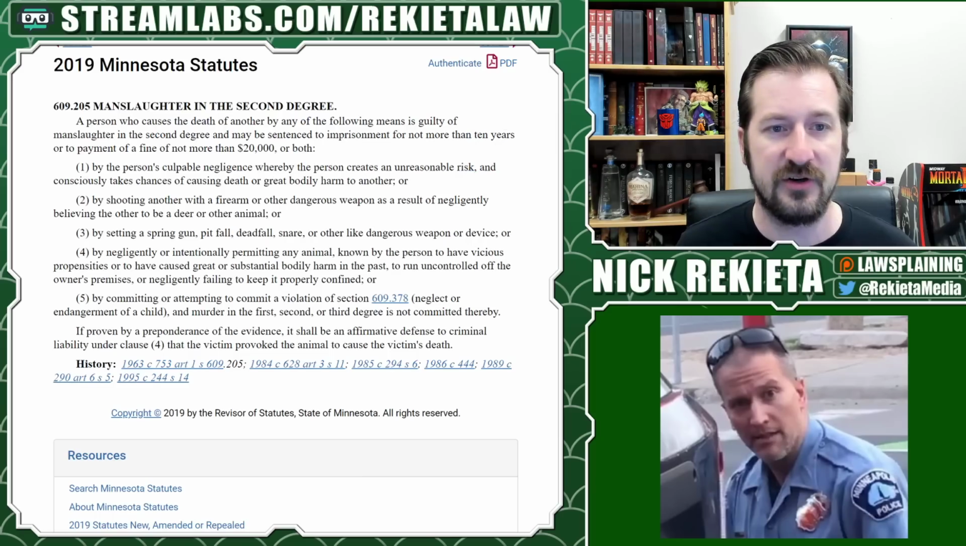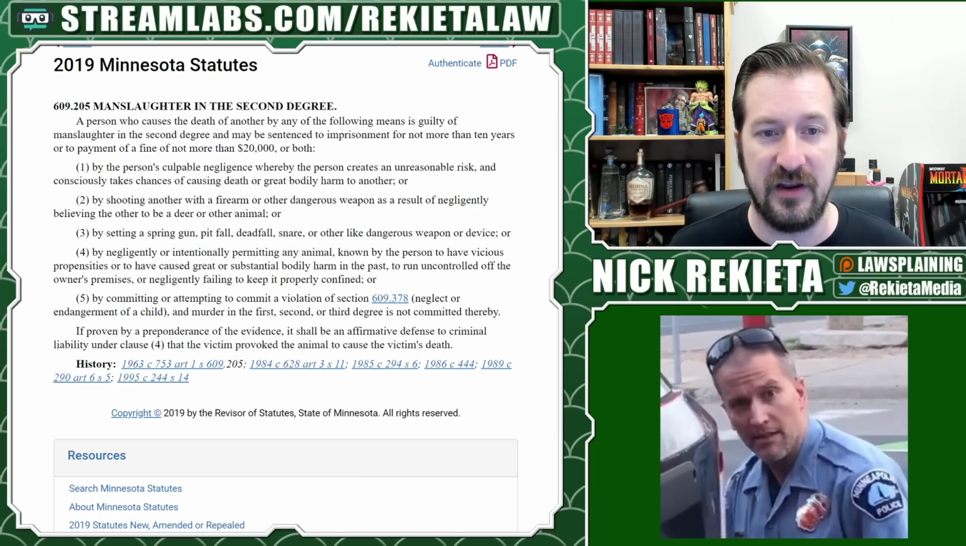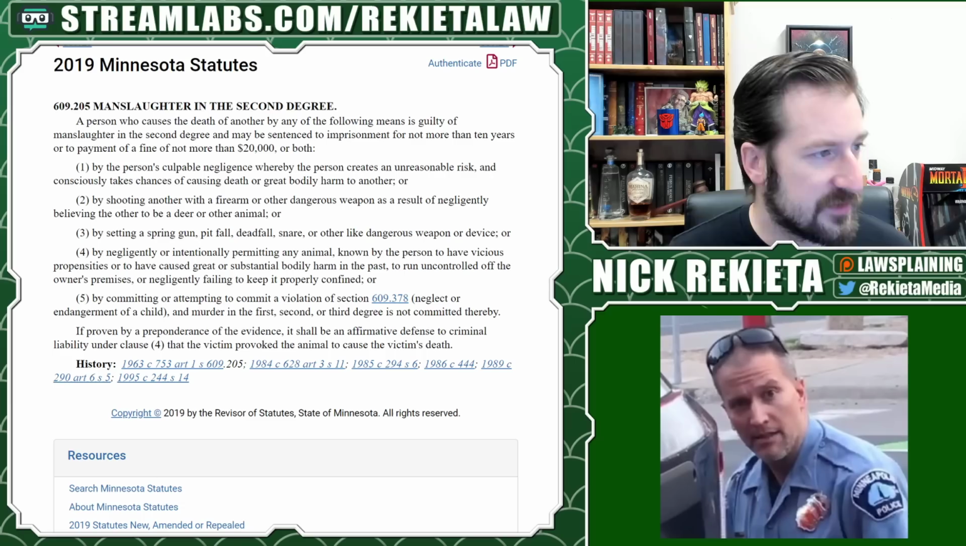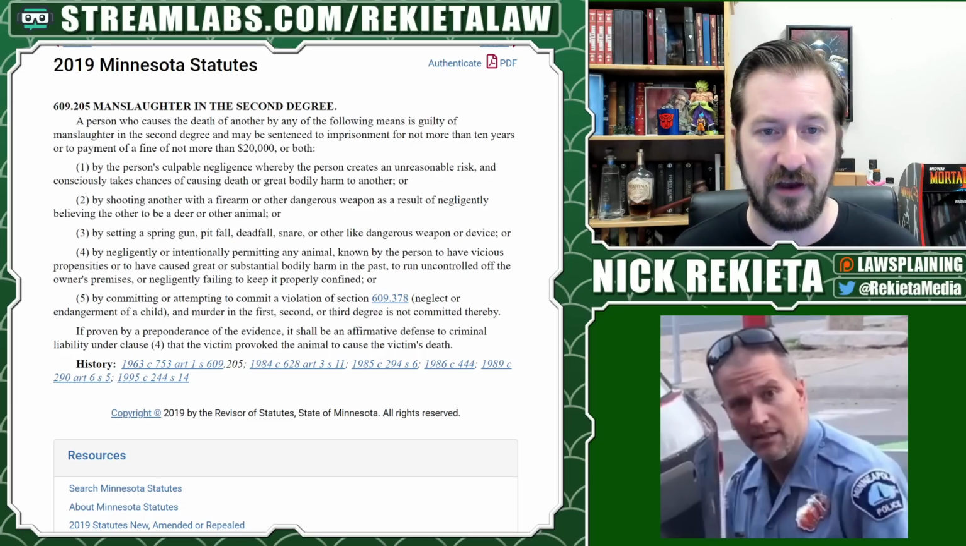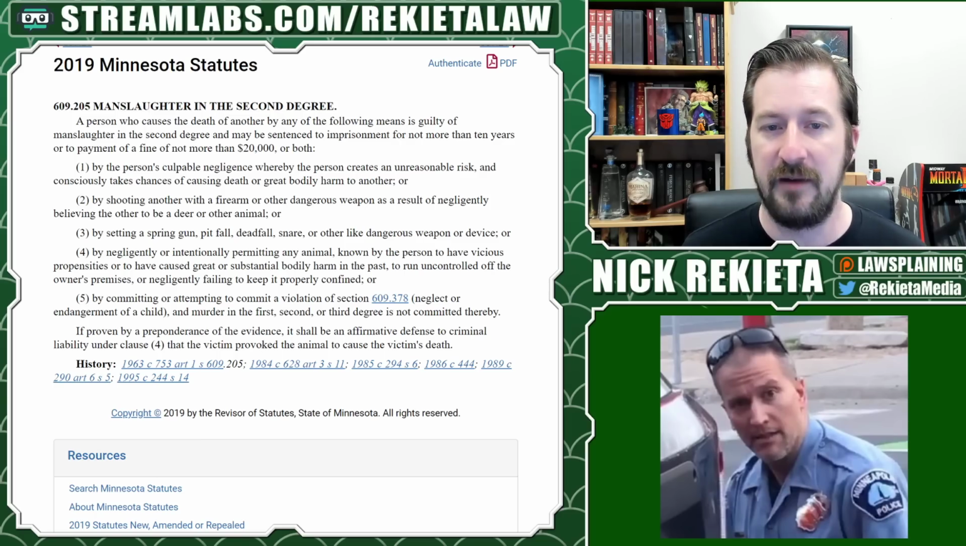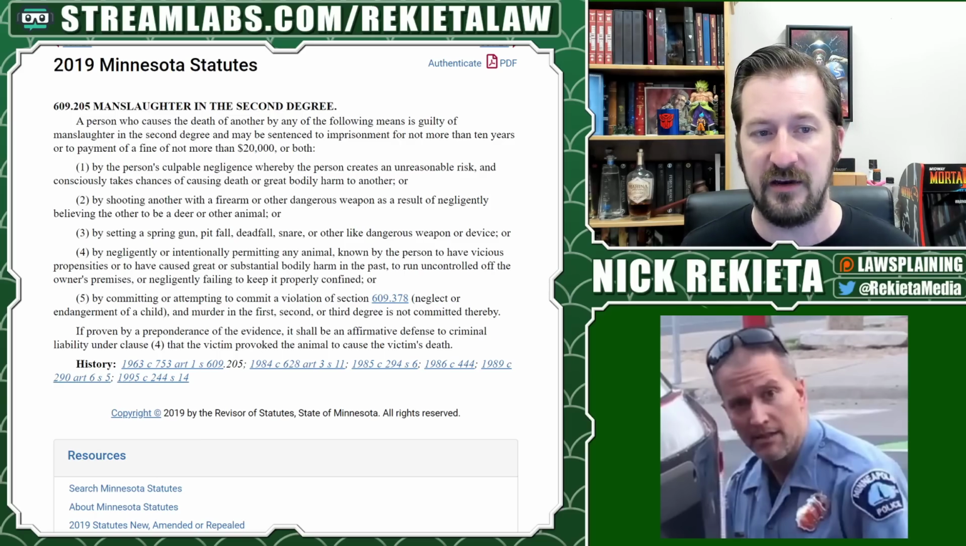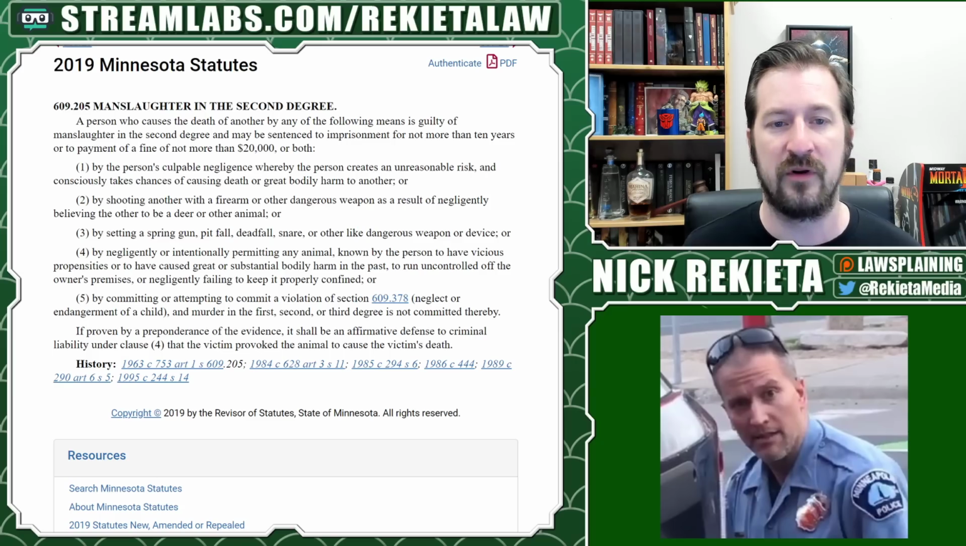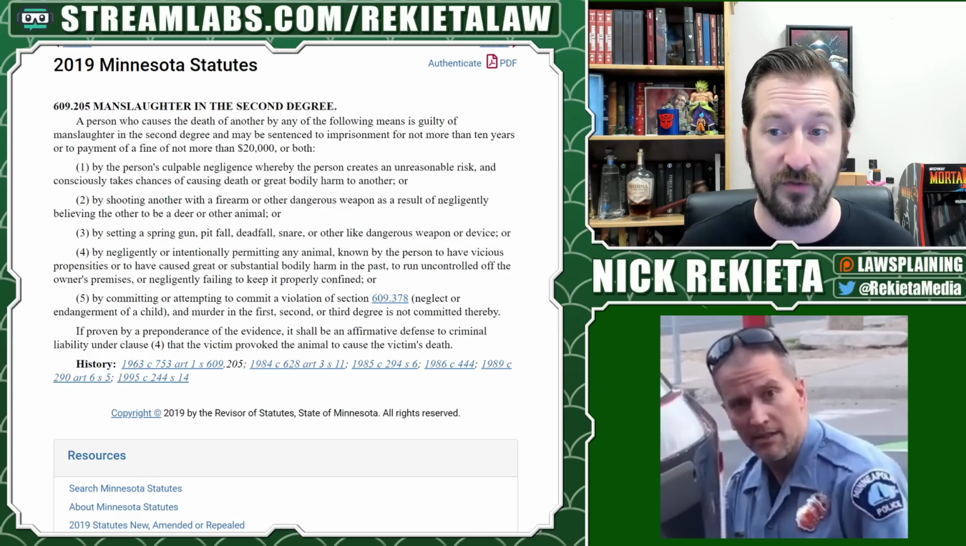All right, the other charge is manslaughter in the second degree. This would be sort of a fallback charge on this. So a person who causes the death of another by any of the following means is guilty of manslaughter in the second degree and may be sentenced to imprisonment for not more than 10 years or to a payment of a fine of not more than $20,000 or both.